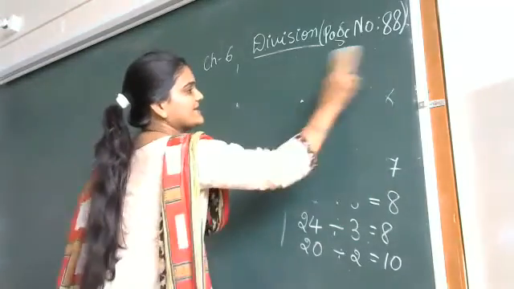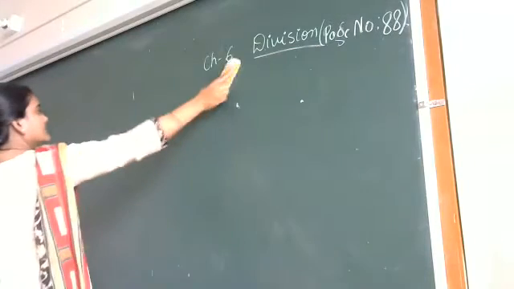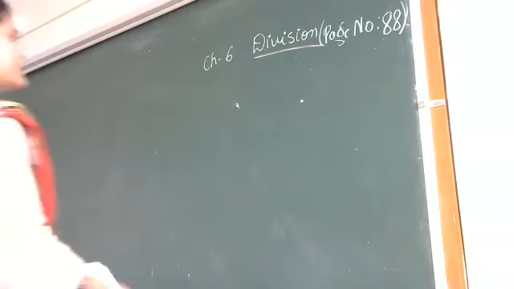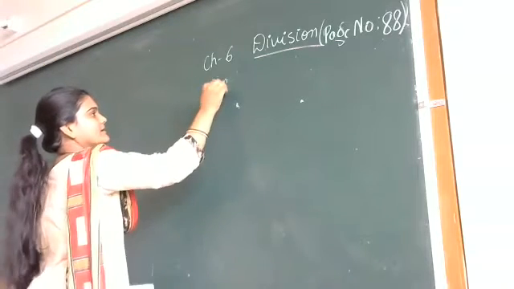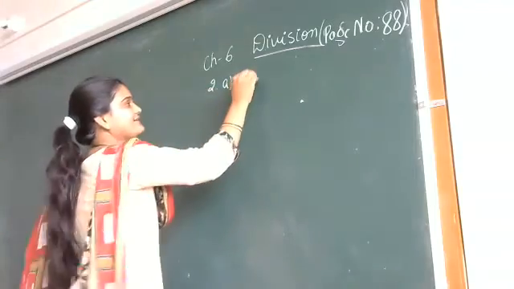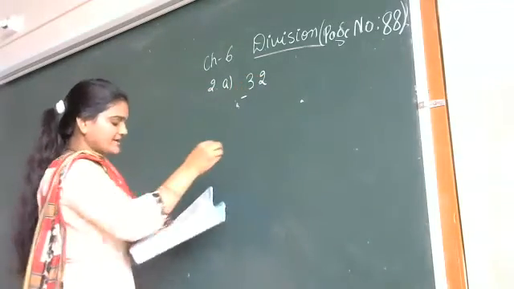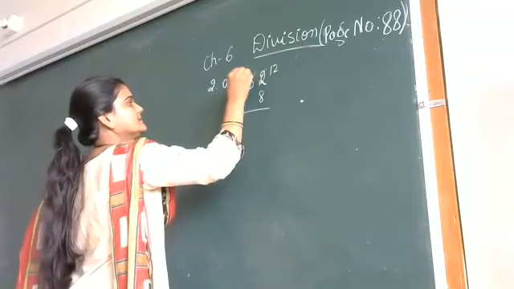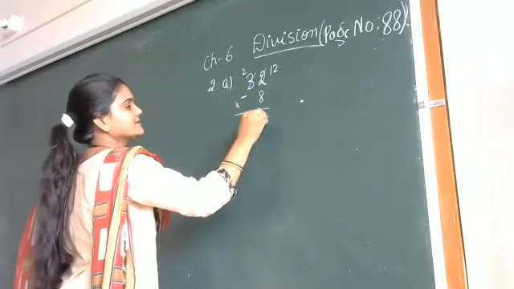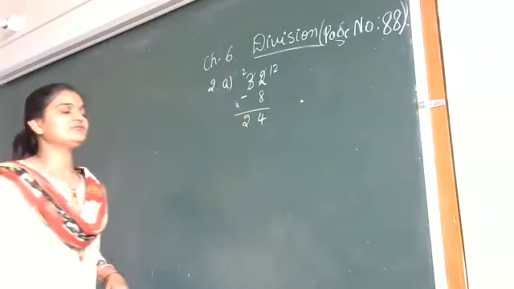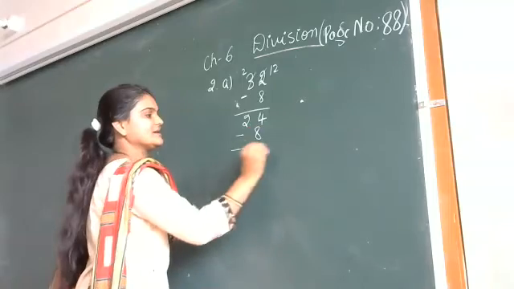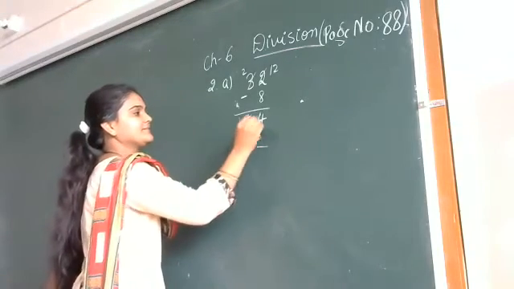So the next one. Second question, children. Write the division fact in the box given below. The first one, they have given 32 minus 8. What will be the answer? 24. Yes, it is 24. Again they have subtracted 8 from 24. What will be the answer?